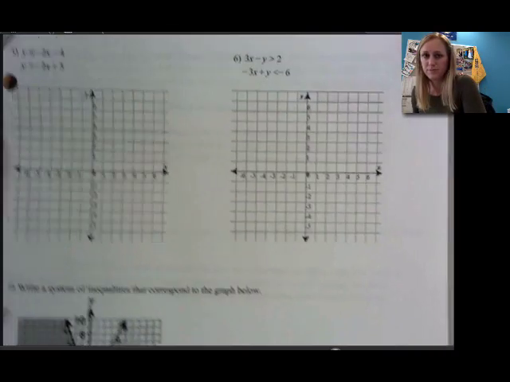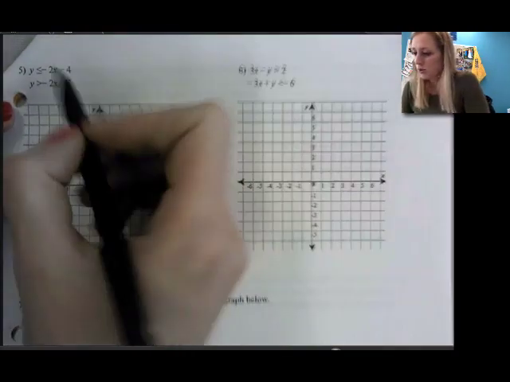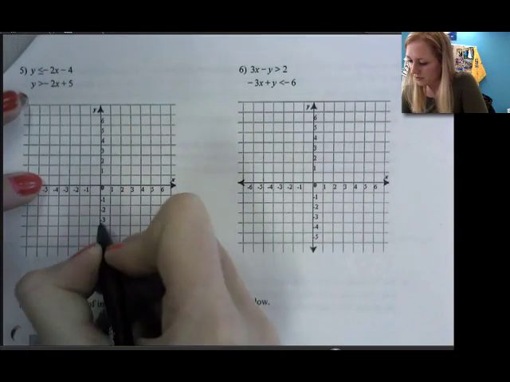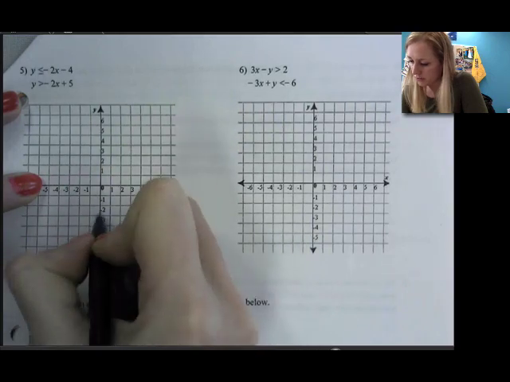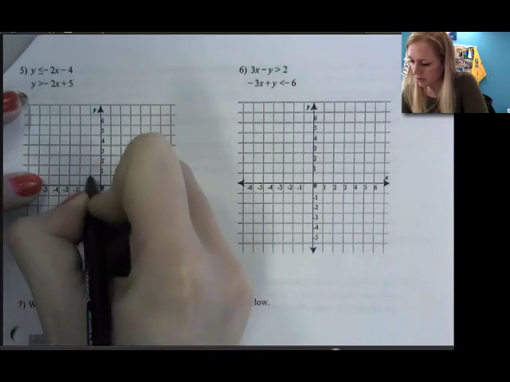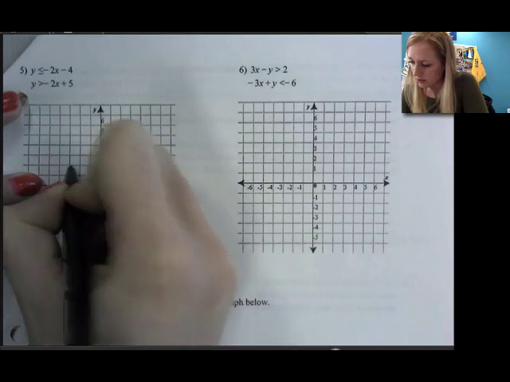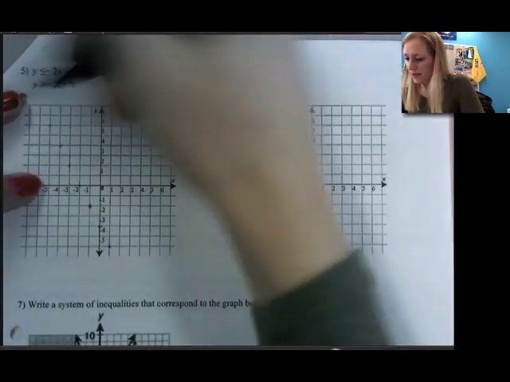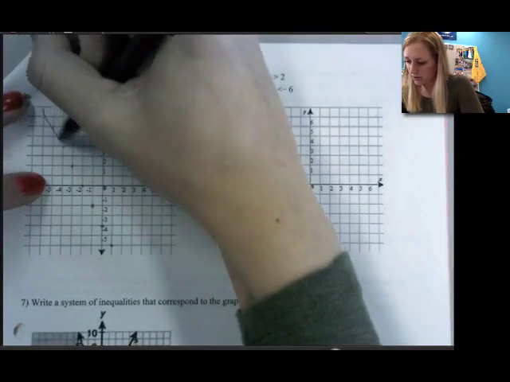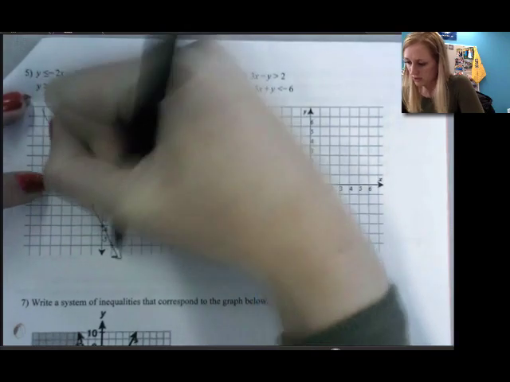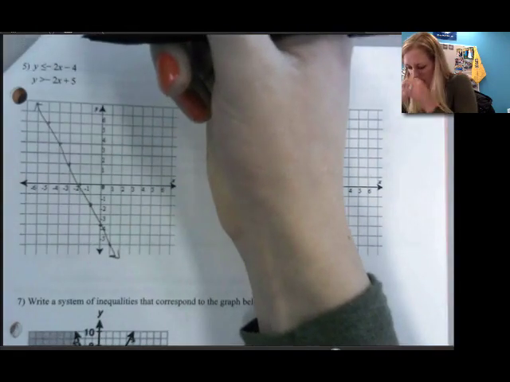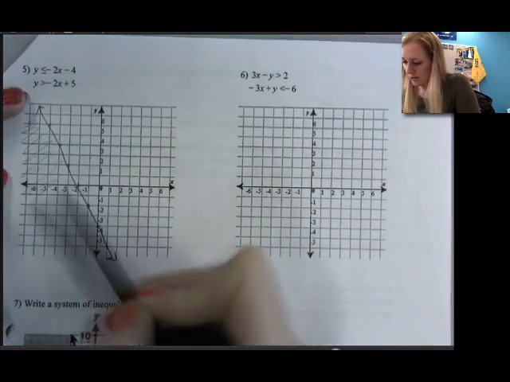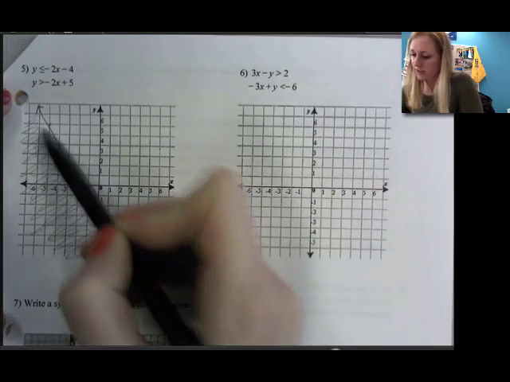Couple more here. Y-intercept of negative 4, slope of negative 2, down 2 over 1, or up 2 and left 1. All right, y is less than or equal to, so solid line. And shade below, less than or equal to. Okay, that's the top one.